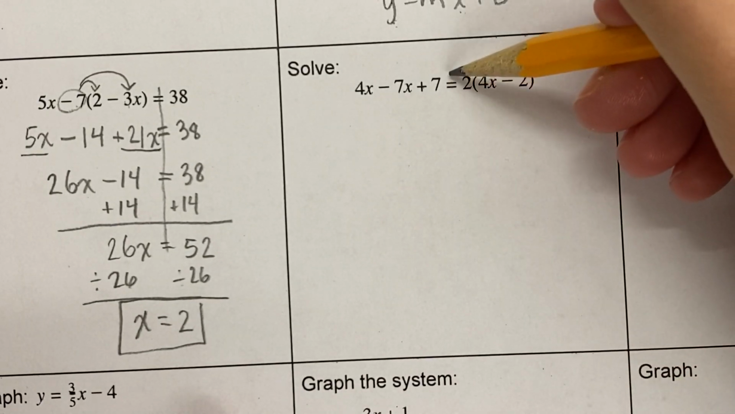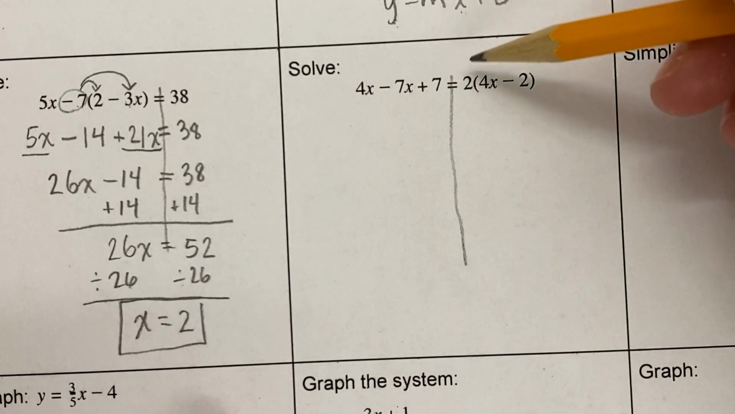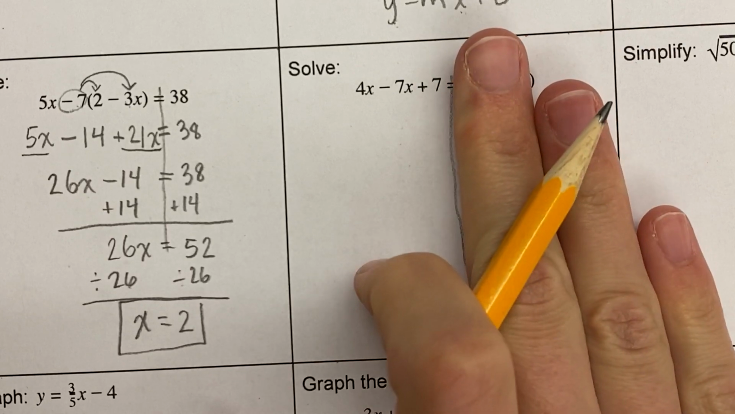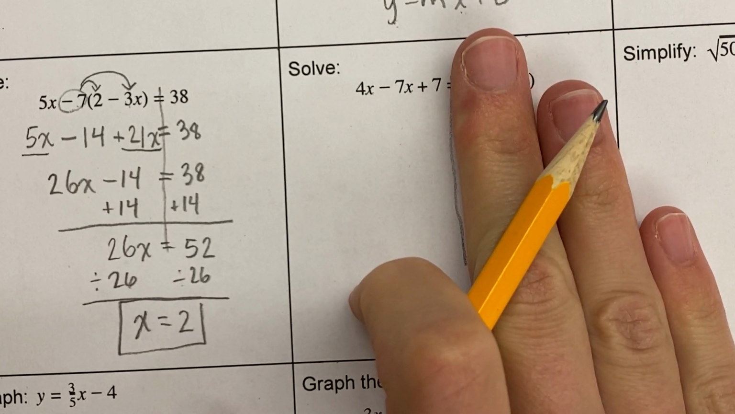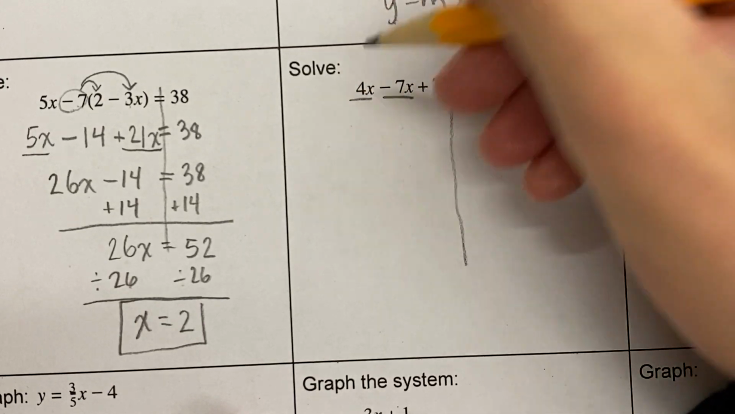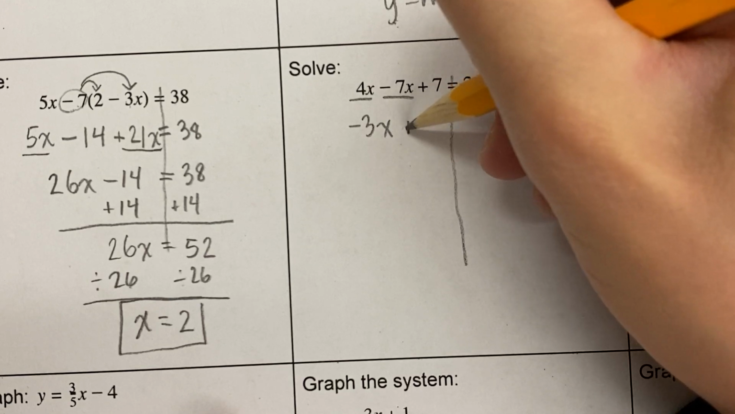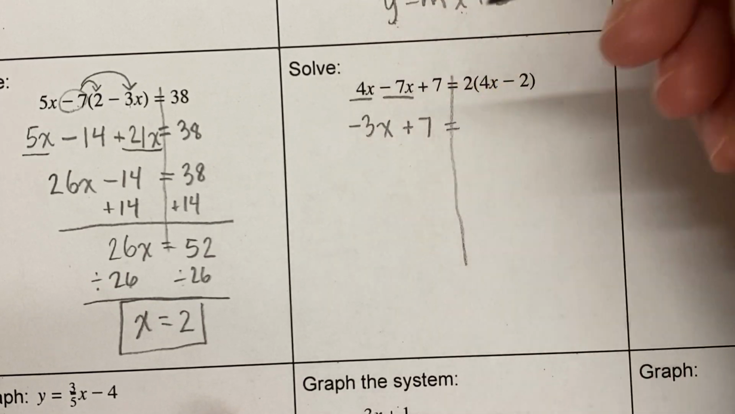Let's look at the next one. What's notable about this one is that there's x's on both sides. And in fact, both sides can be simplified. So we're going to simplify one side at a time. So over here, what can be simplified? Well, over here, there's like terms. 4x and negative 7x are like terms. So 4 minus 7 is negative 3x. Bring down plus 7 equals.